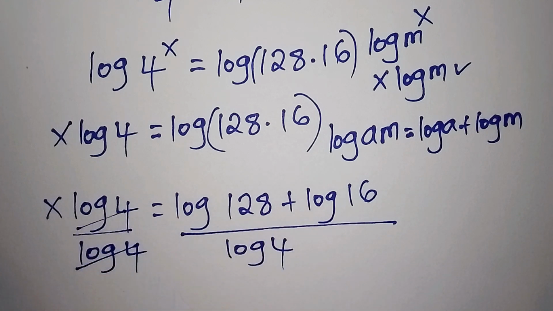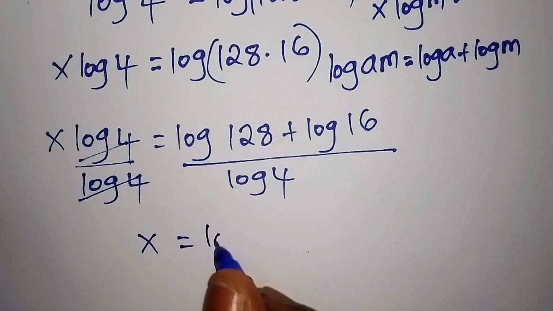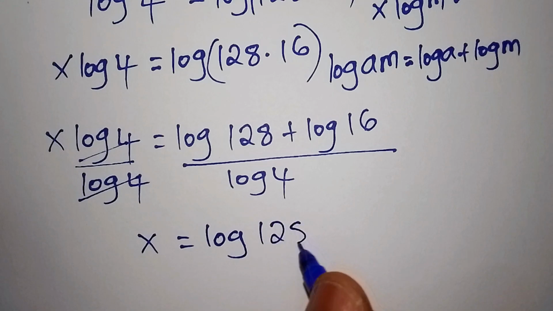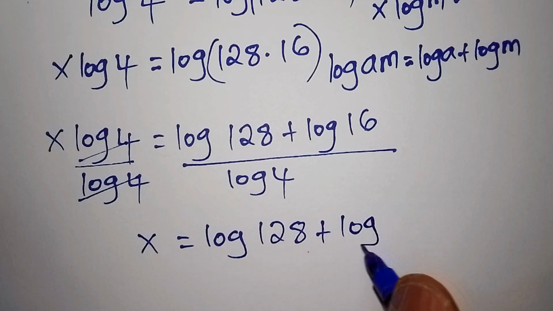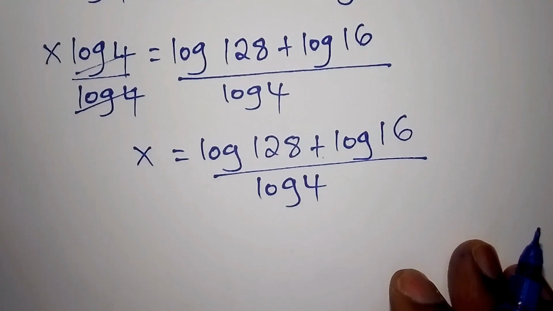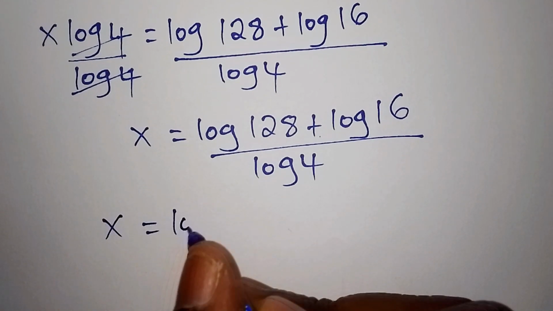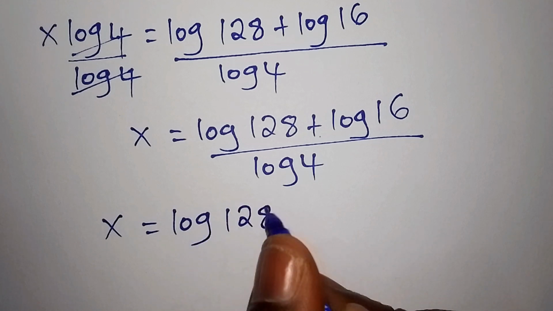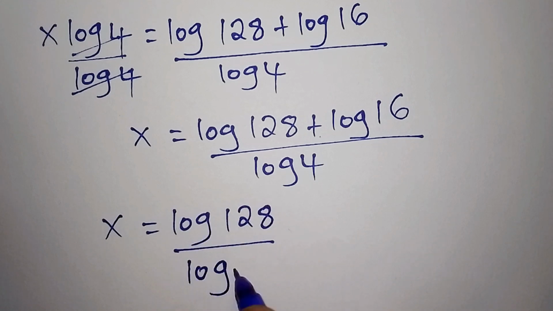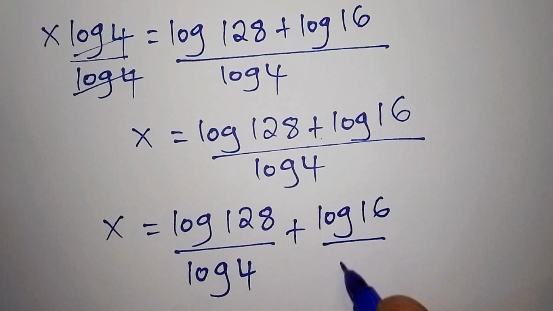So log 4 and log 4 shall cancel each other. So now we shall remain with x is equals to the log of 128 plus the log of 16 all over the log of 4. So we shall now have to divide both sides by the log of 4. So that means now we shall have x is equals to the log of 128 divided by the log of 4, plus the log of 16 divided by the log of 4.